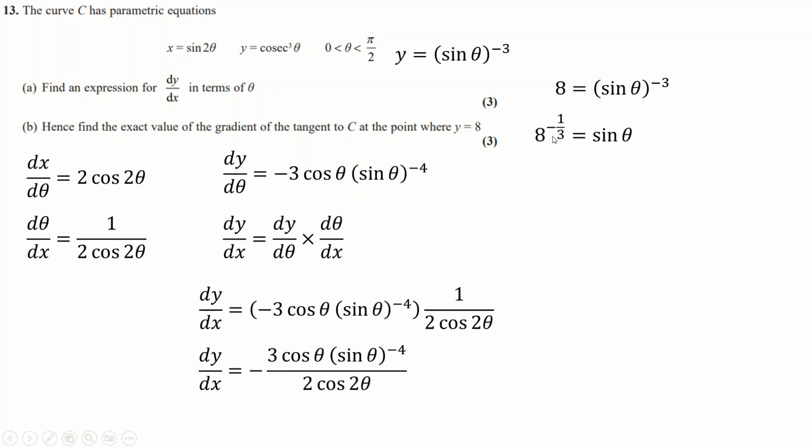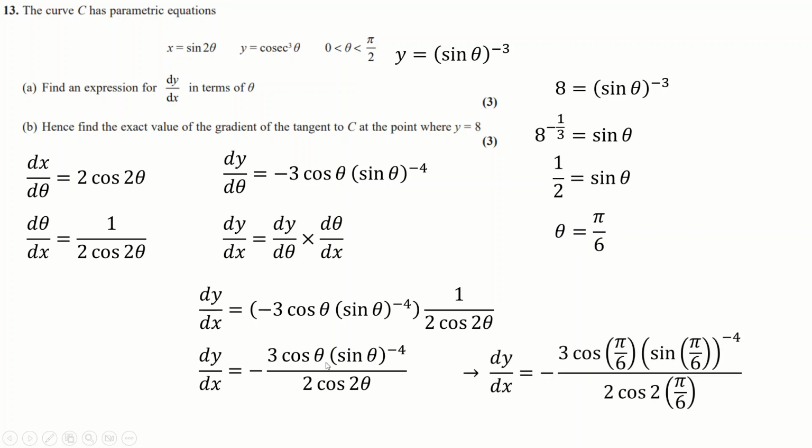This is of course 1 over the cube root of 8, which is 1 over 2, and this of course is pi over 6 if you know your exact values. We only need to know that value because of this limit here. There's no alternate values. Put that into here, and you can just type it into the calculator and you'll get your answer of this. And good.